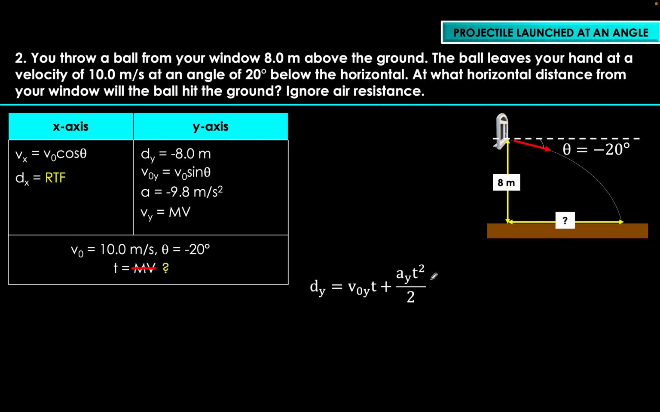So again, this is our chosen equation because the required to find is time, and the missing variable is v sub y. As you can see, there's no v sub y in here. So this is applicable for our problem.